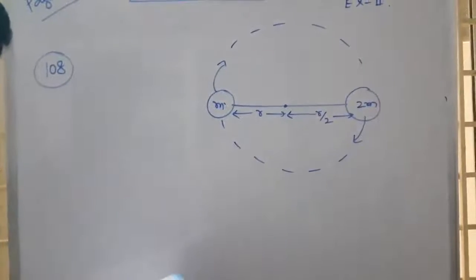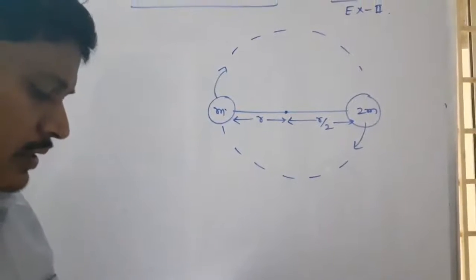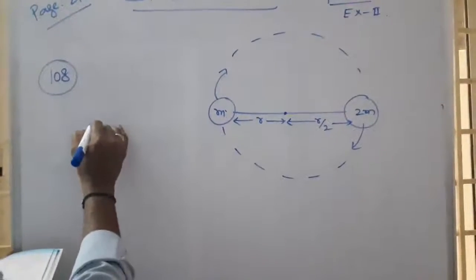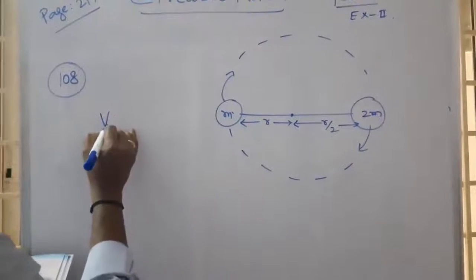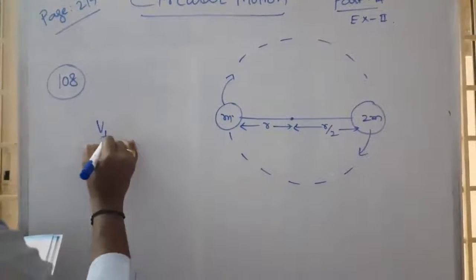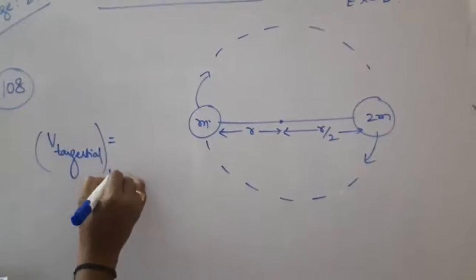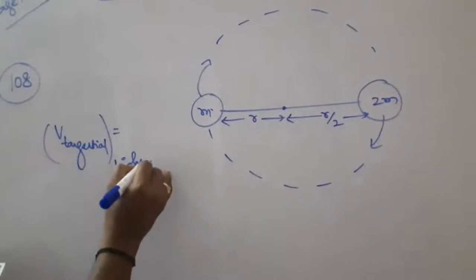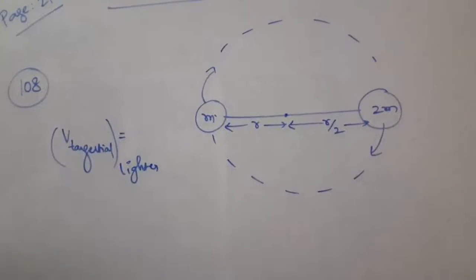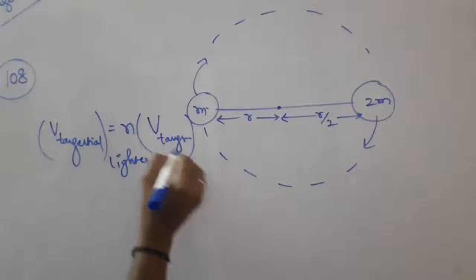Then the tangential speed of the lighter stone is equal to n times the tangential speed of the heavier stone.